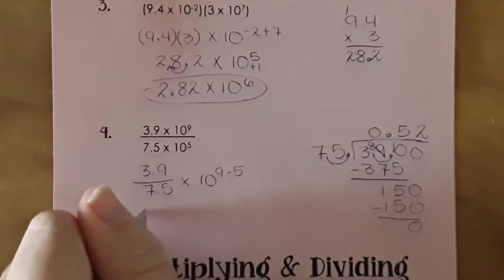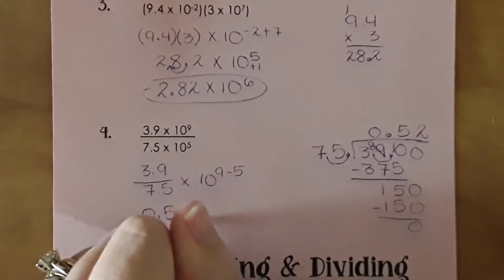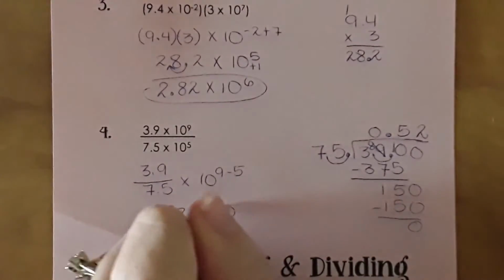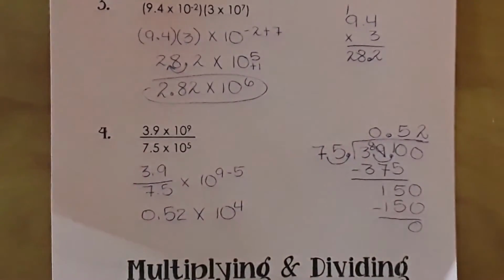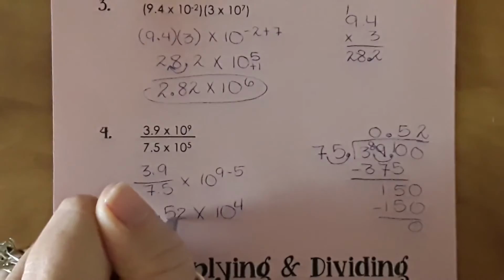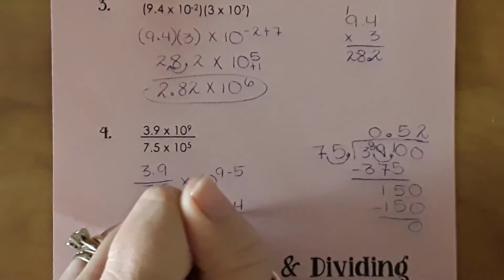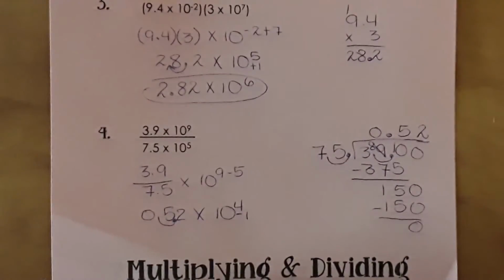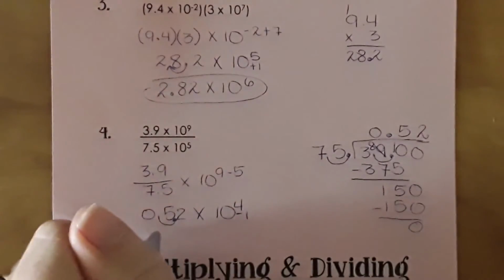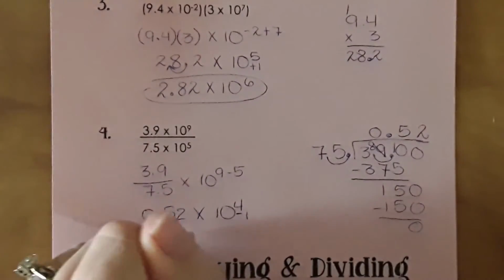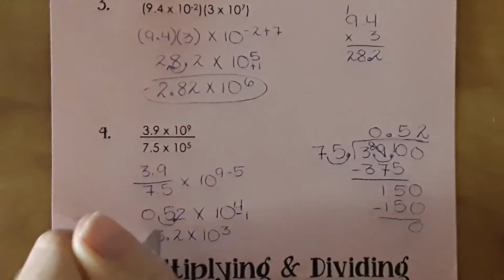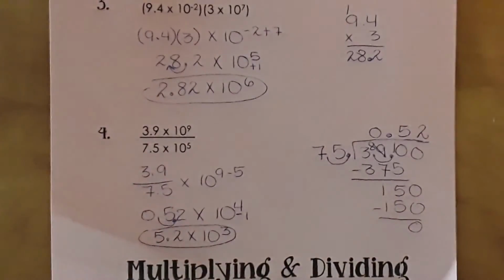Okay, now our answer is 0.52 times 10 to the 4th power, except 0.52 is less than 1. And remember, when we're writing in scientific notation, it needs to be equal to or greater than 1. So I need to move my decimal one place to the right. When I do that, I need to subtract 1 from my exponent. So it's going to be 5.2 times 10 to the 3rd power.